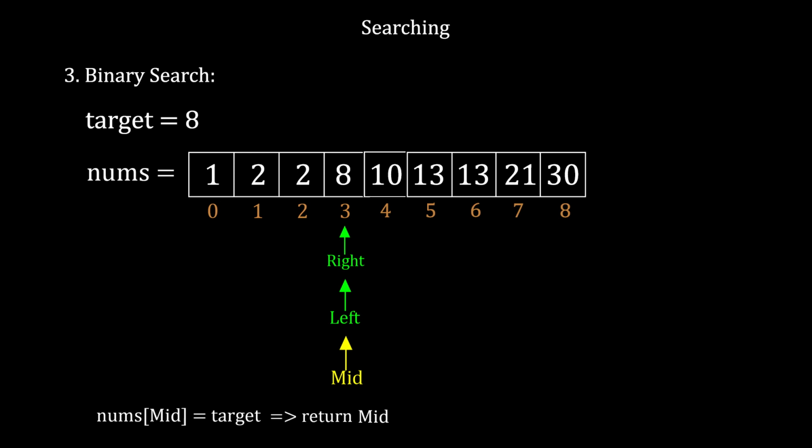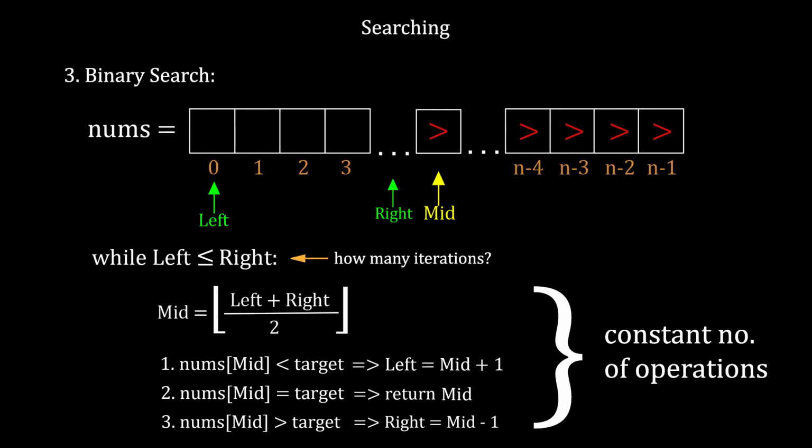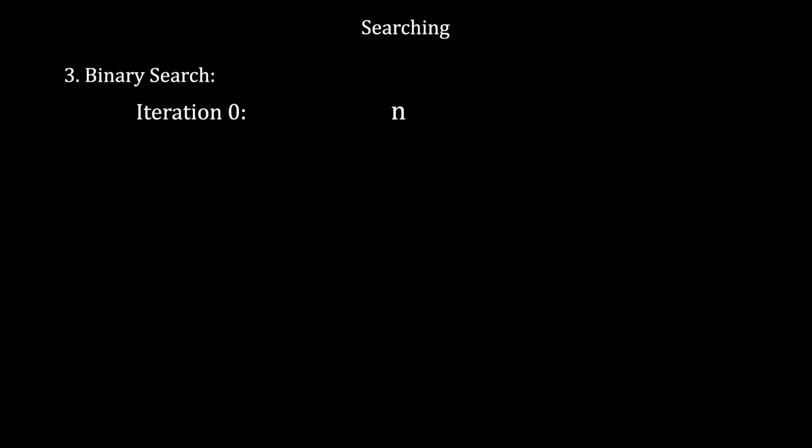Now let's compute the time complexity of this algorithm. As you can see, inside the while loop, we perform a constant number of operations. So the real question is how many iterations does this while loop make at most? Let's see what happens. On iteration number 0, at first, we are working with a searching area of length n. On iteration number 1, there are 3 possibilities depending on which scenario we are in.